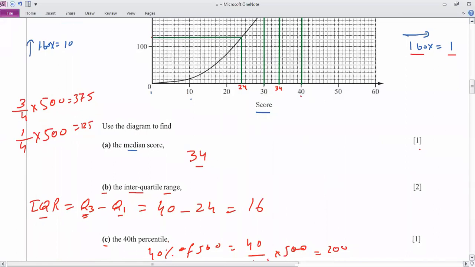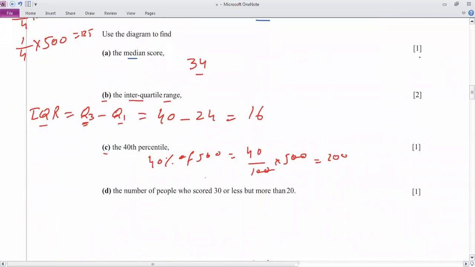So we will say it is 30. So the 40th percentile finally will be, I will say, the 40th percentile is equal to 40. Most of the students just do this one and then forget to draw the line and come to that. So don't forget that.